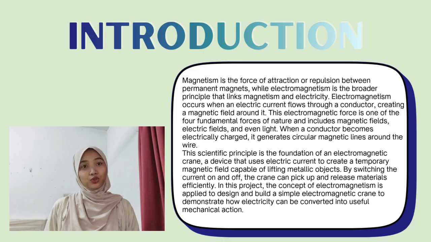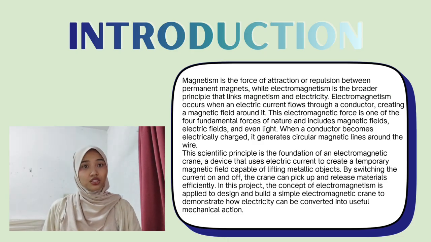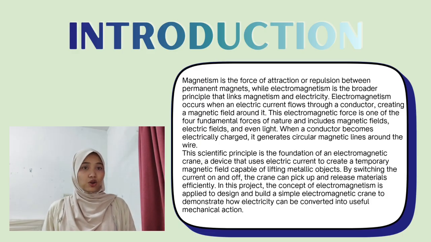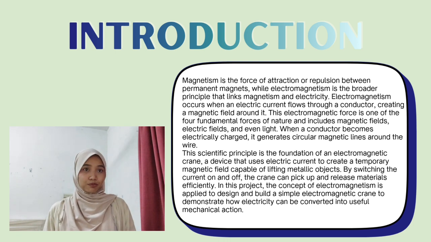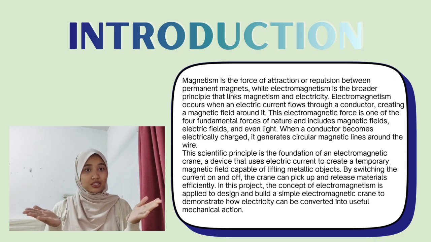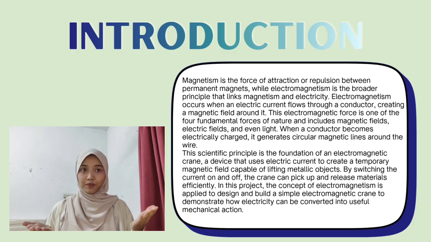Today I am going to present about how electromagnetism is applied to our group project named Magnilift. So you guys must be familiar with the concept of magnetism, right? Magnetism is the force of attraction or repulsion between permanent magnets. Meanwhile, electromagnetism is the broader principle that links magnetism and electricity. Electromagnetism occurs when an electric current flows through a conductor, creating a magnetic field around it.